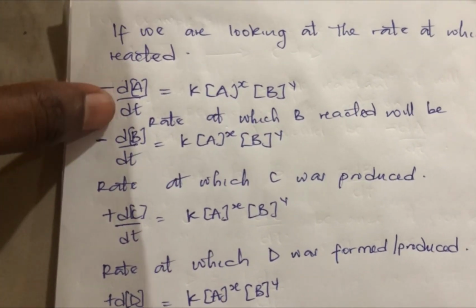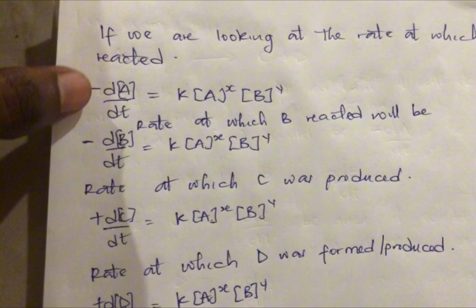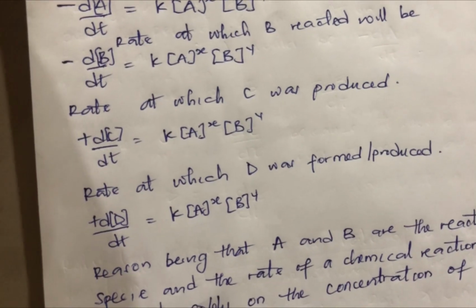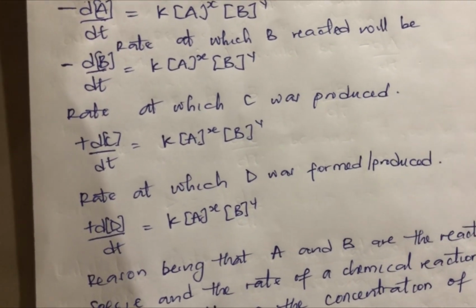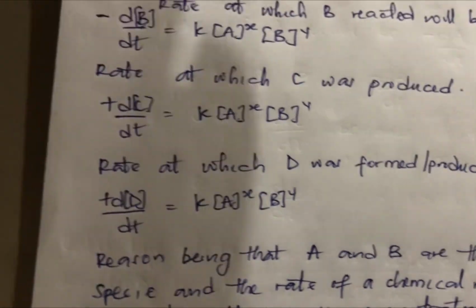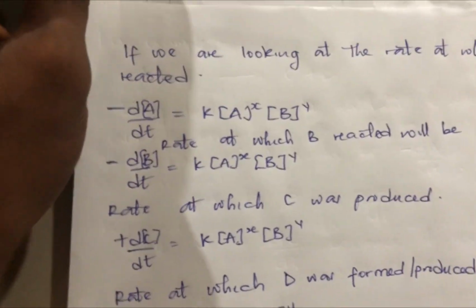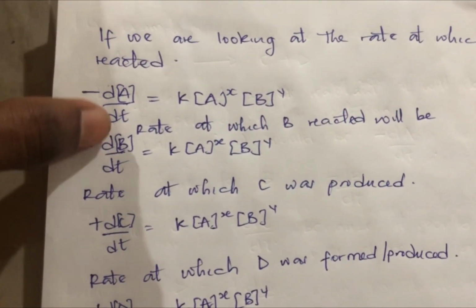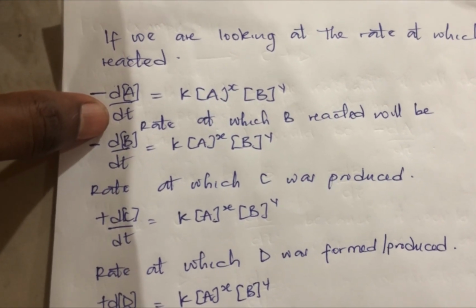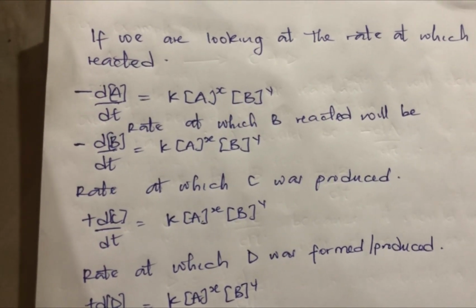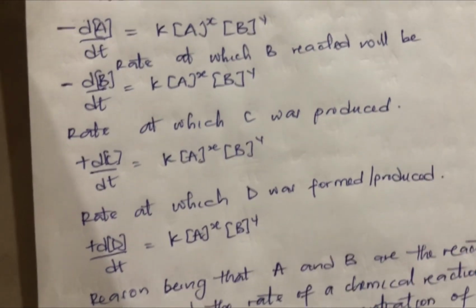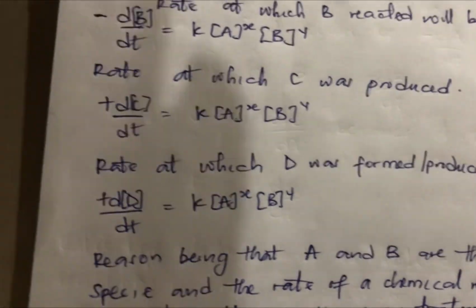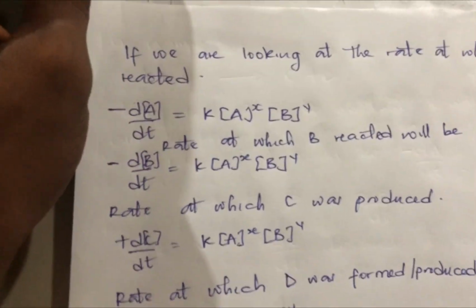Now, the rate at which B reacted, or should I say the rate at which B disappeared, is also minus d[B]/dt. Why is it minus? Because B also disappeared. B is also decreasing. So the rate at which B is decreasing is minus d[B]/dt equals K [A] raised to power X [B] raised to power Y. So what this basically means is that the rate at which B is decreasing is still dependent on A and B.